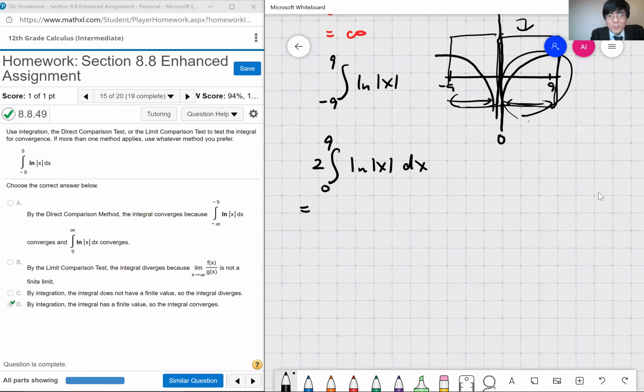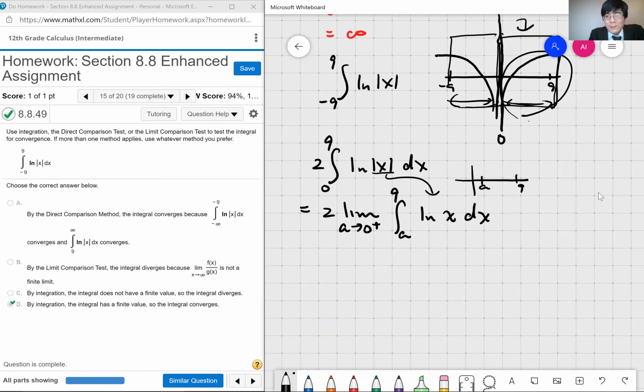So when x is positive, we don't need absolute value. So it's 2 times the limit as a approaches 0 from the positive direction of the integral from a to 9 of ln of x. We removed the absolute value sign because we are only working with positive values of x in this interval.